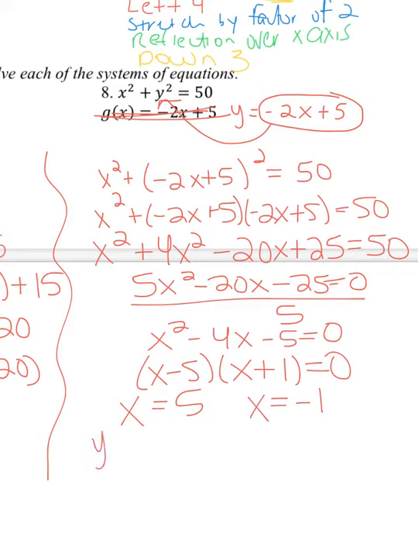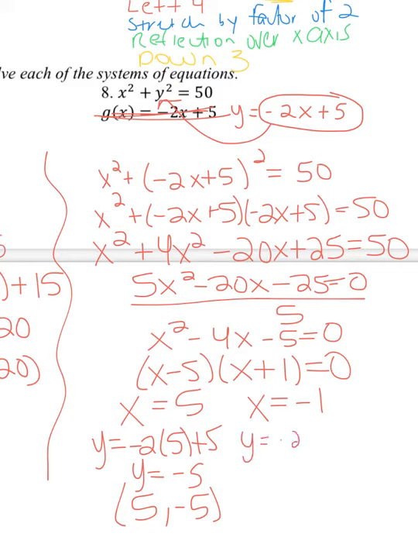So y equals negative 2x plus 5. This one is negative 5, so we have 5, negative 5 for 1 point. The other one is negative 2 times negative 1 plus 5, which gives me 7. So this other coordinate is negative 1, 7.